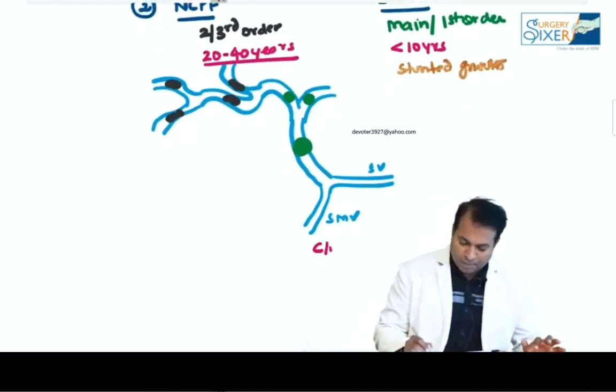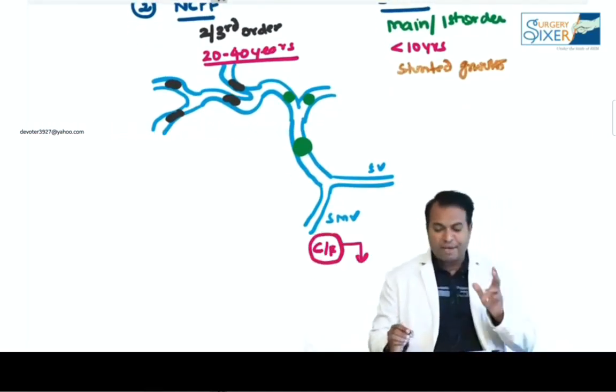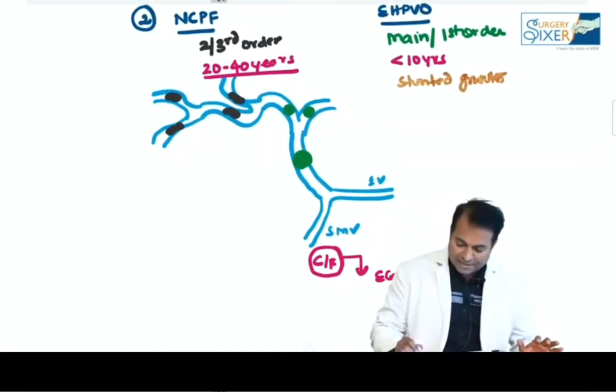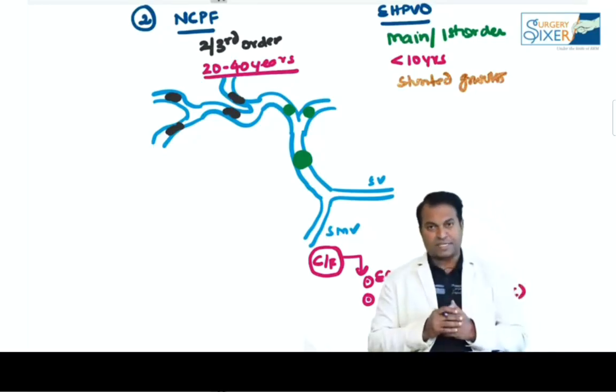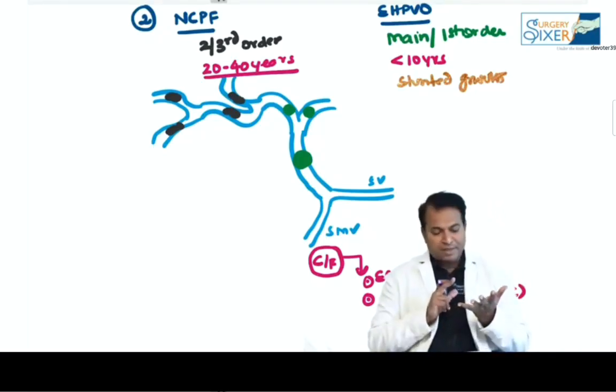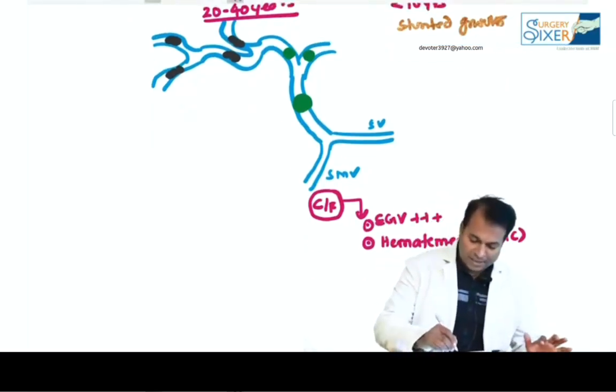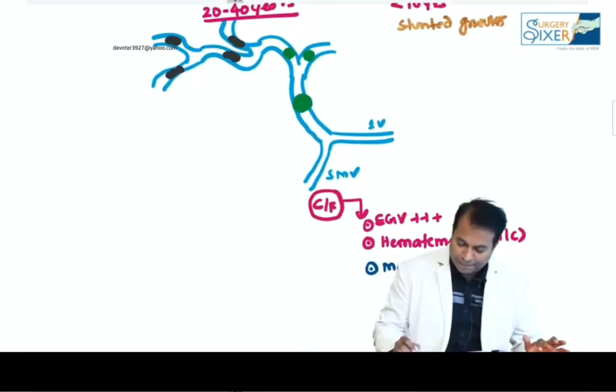They present to you with common clinical features. The common clinical features of both NCPF and EHPVO are they develop esophagogastric varices. Very important. They develop esophagogastric varices and that will rupture. The most common presentation of these two cases is hematemesis. So both NCPF and EHPVO present with esophagogastric varices that rupture and come to you with hematemesis. They both have moderate to massive splenomegaly. Moderate to massive spleen enlargement is seen in both cases.